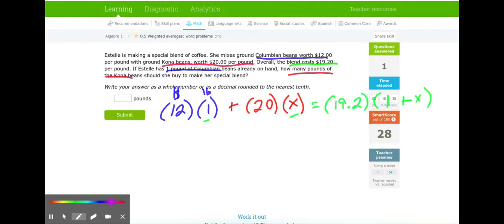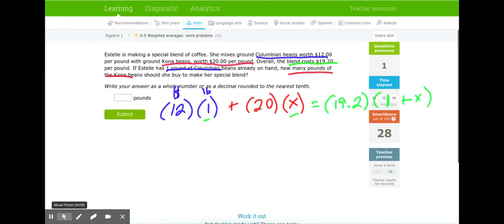And then just like before, we solve. So again, just to recap, we've got this first one. This is the Colombian beans. They're $12, and we have 1 pound of it. Then the Kona beans are $20, and we don't know how many pounds we have. And then the overall blend in the end has to cost $19.20 per pound. And this is the amount because we're mixing the 1 and the X. So 1 plus X is the pounds. All right, so let's solve this.